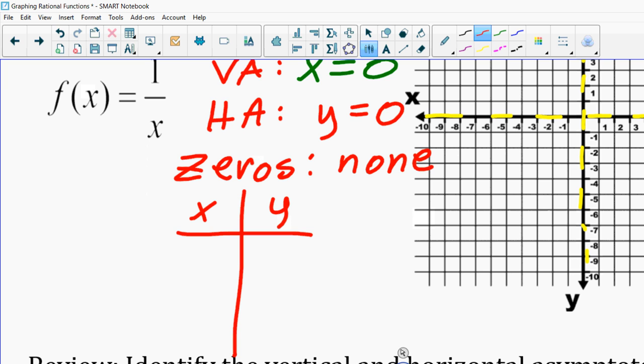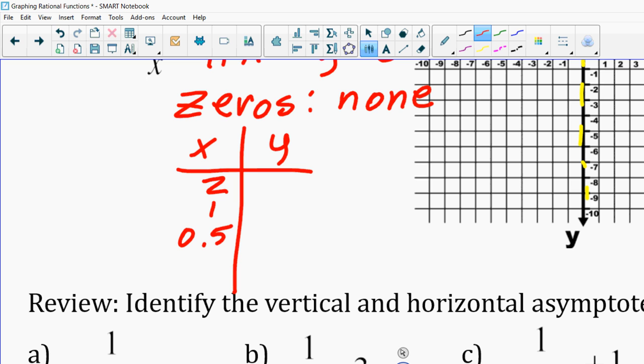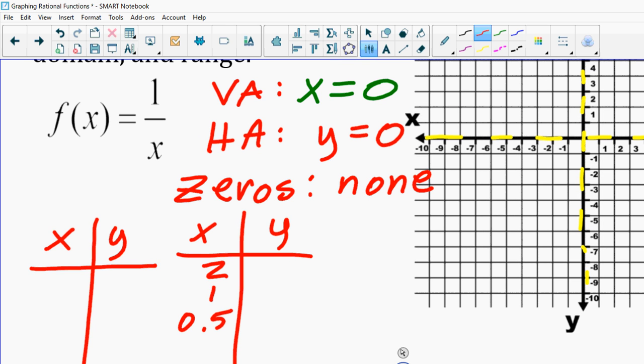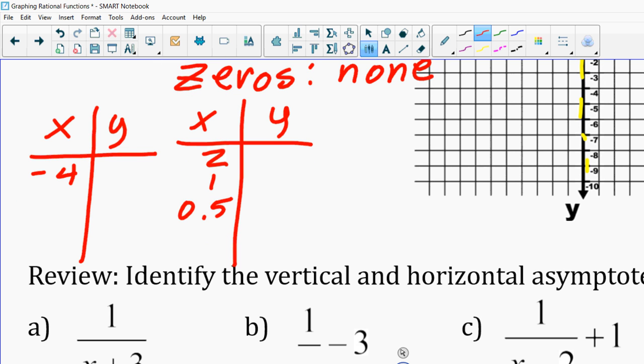I want you to first pick 3 numbers that are bigger than 0. We can pick 2, 1, and I want you to pick half. And then we're going to pick 3 numbers on the other side of the vertical asymptote. Negative 4, fine. What else? Okay, we could pick negative 4. We could pick negative 0.5. Negative 1, fine.